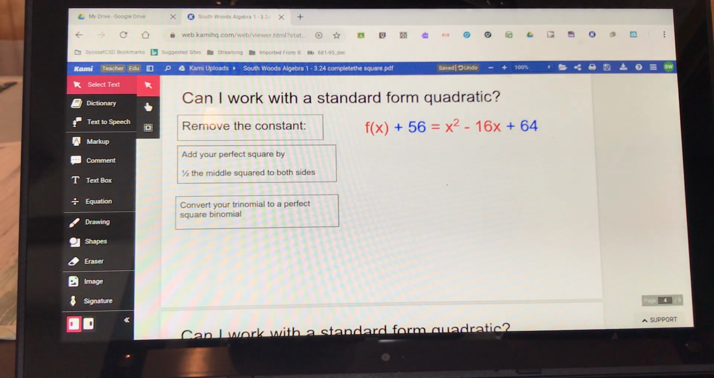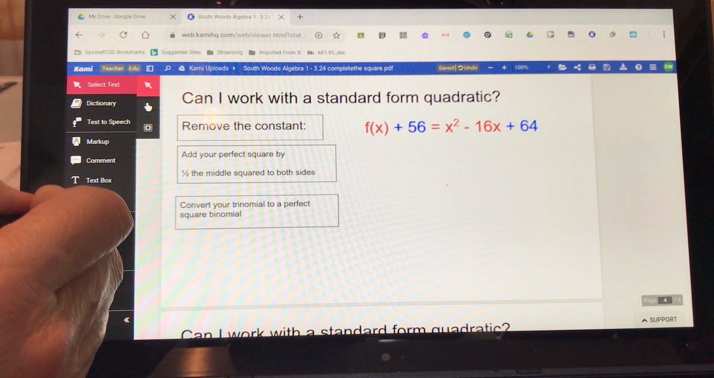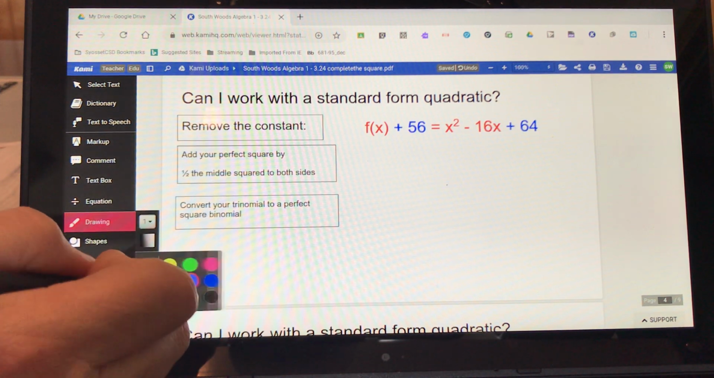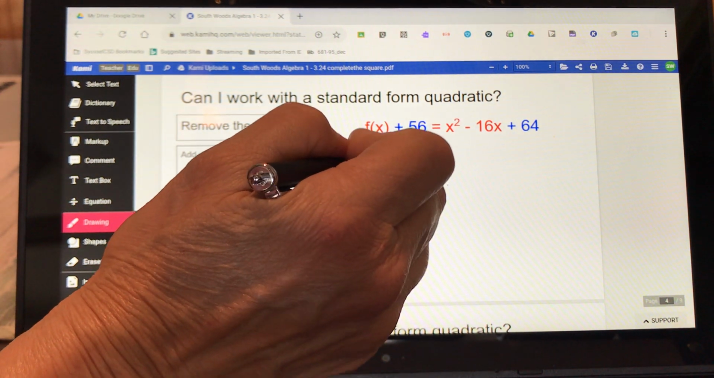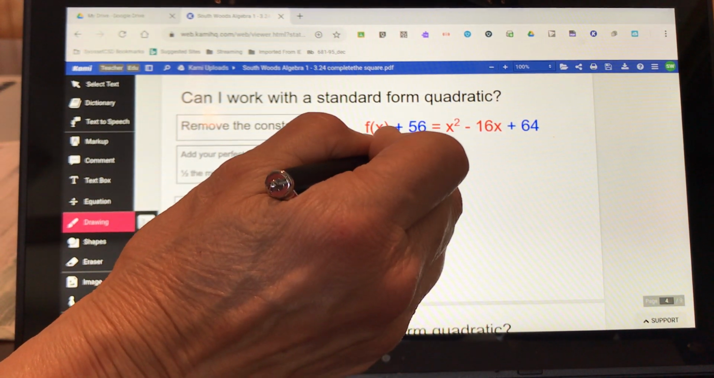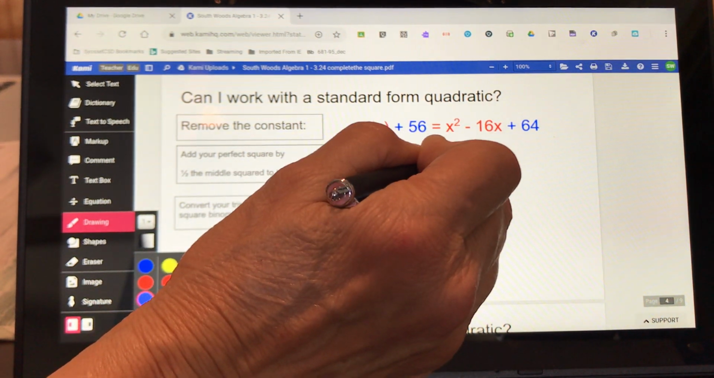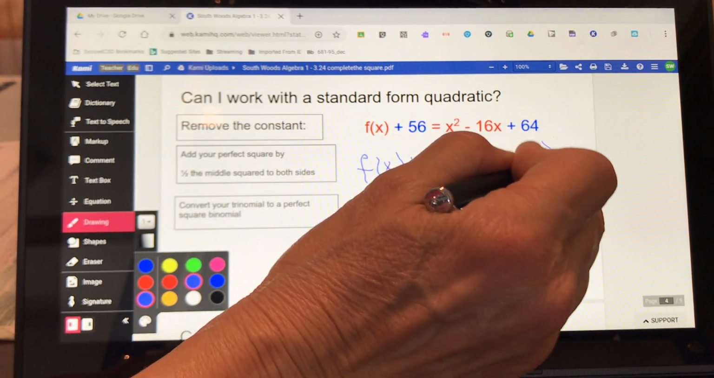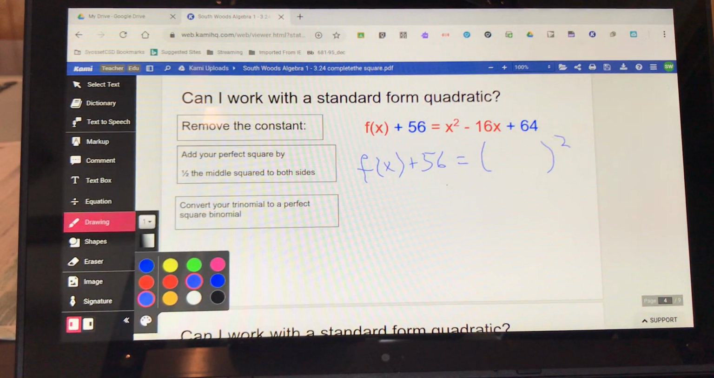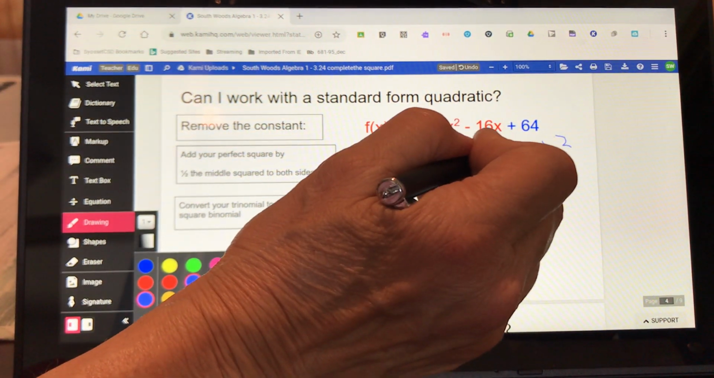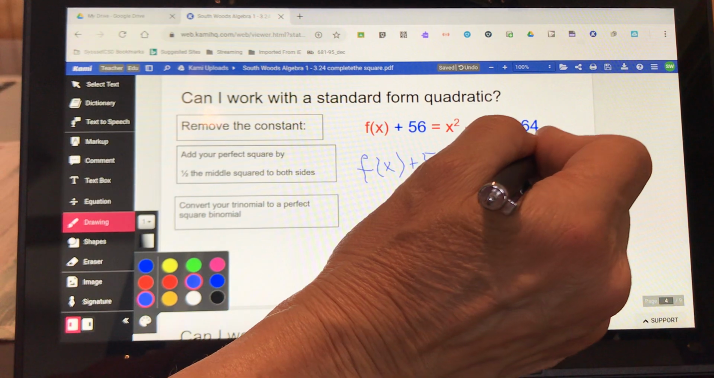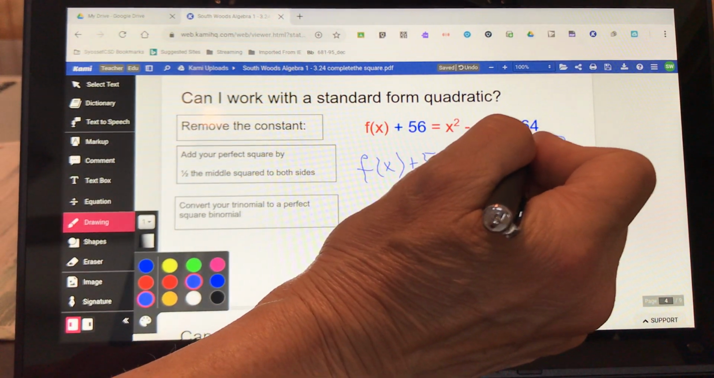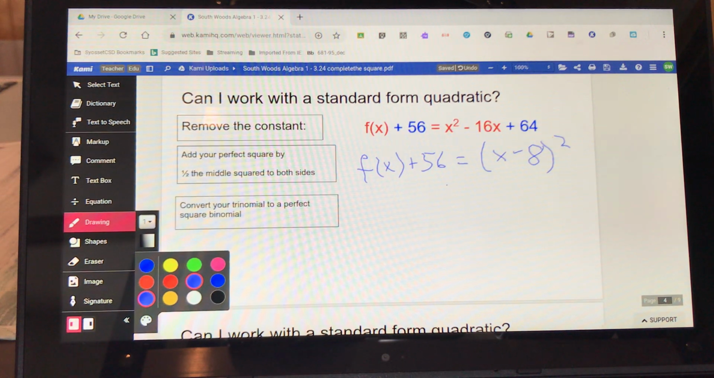The next order of business is we need to get a perfect square binomial out of that perfect square trinomial. So we still have f of x plus 56, but if we can get that trinomial into a perfect square binomial, and I think we can because we have a perfect square, x squared, that becomes x. We have a perfect square in the constant, 64, that becomes 8. And as long as it's half of negative 16, and we'll get that by adding a negative sign, and there's our perfect square.